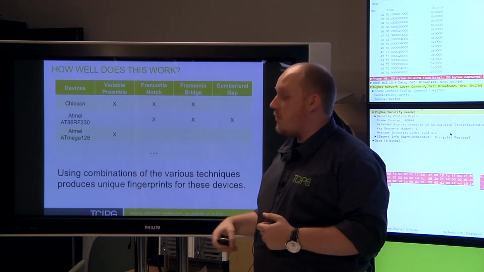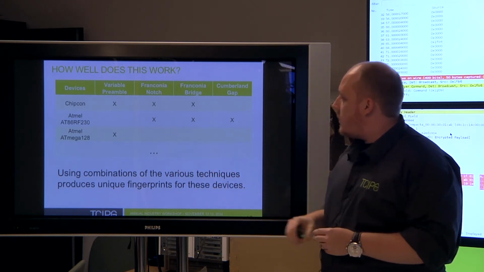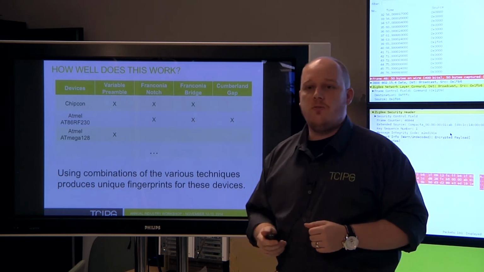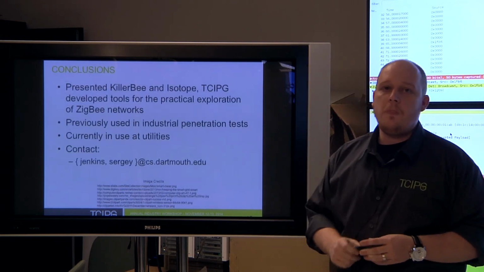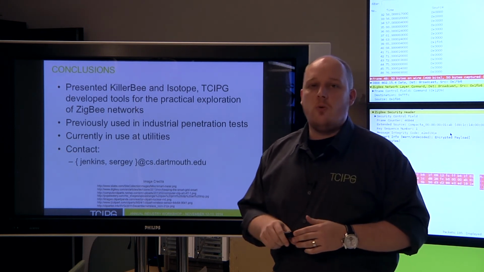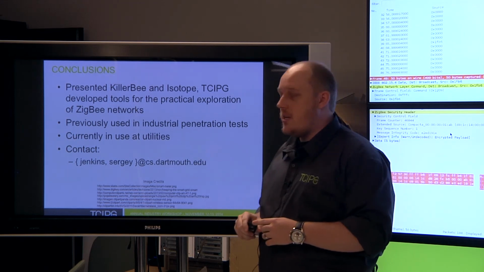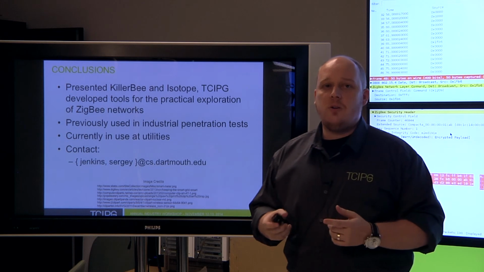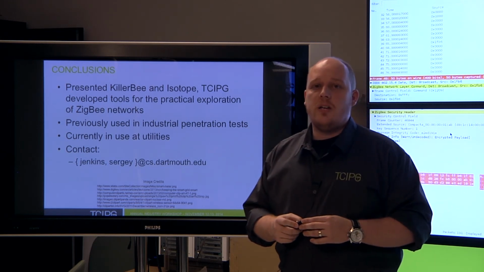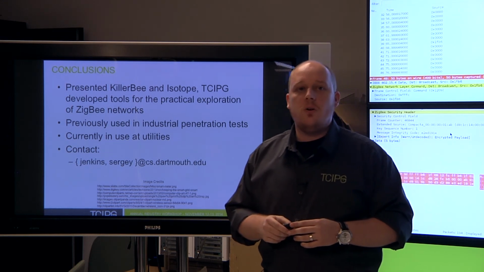There are several more chips that we haven't tested. There are some that we have that I just don't have the results for. But again, using a combination of these techniques, we can produce unique fingerprints for the physical layer. So in conclusion, what I've presented are 2 tools, Killer Bee and Isotope, for practically exploring Zigbee networks. Killer Bee has previously been used in industrial penetration tests and is currently used at some utilities. We are currently shopping Isotope with our industry partners here at TCIPG and looking to see if they can find a use for it in their organizations.